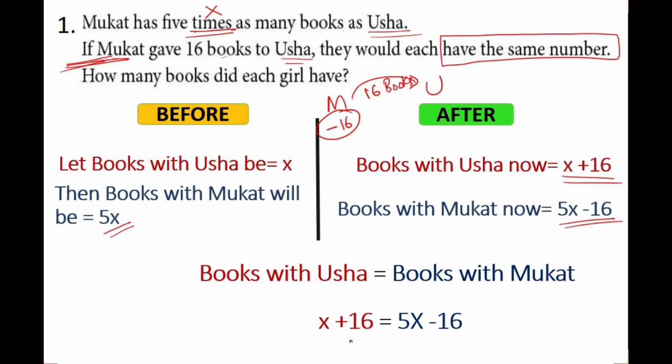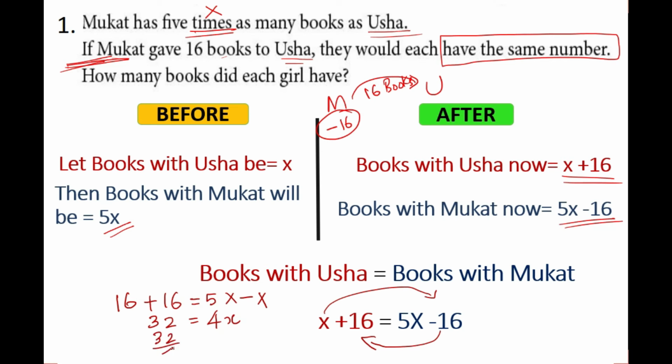Solve for x. I'll be switching this x to the other side and bringing this negative 16 to this part. So my equation is going to be 16 plus 16 equal to 5x minus x. So 32 is equal to 4x, and 32 divided by 4 will give me my x, which is equal to 8.